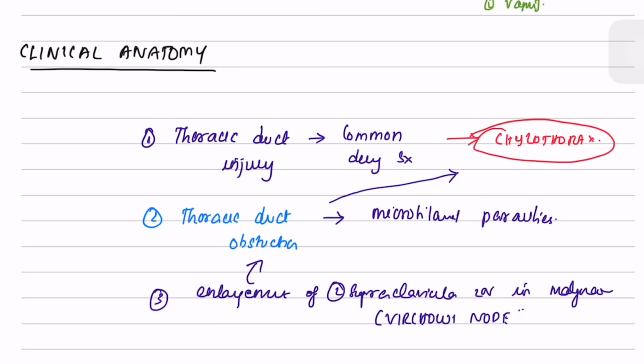Coming to the clinical anatomy, thoracic duct injury is common during surgical procedures. It can result in chylothorax. Thoracic duct obstruction is seen in microfilarial parasite obstruction, which can lead to chylothorax. An enlargement of the left supraclavicular lymph node due to malignancy, known as Virchow's node, can result in thoracic duct obstruction and can result in chylothorax.